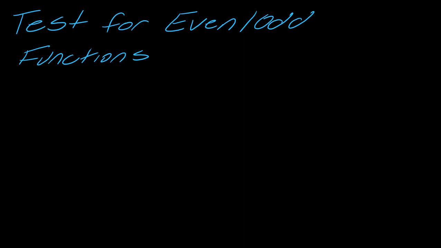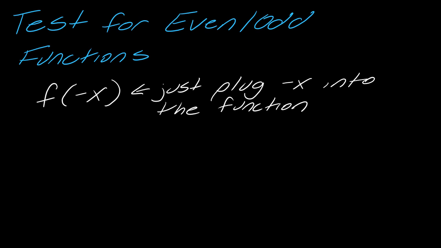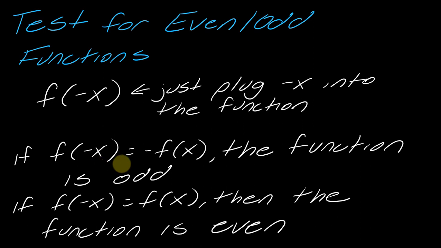So there's what we call a test for even and odd functions. The test is very simple. You take f of negative x, meaning you just plug negative x into the function, and then there's really two results that you look for. If you plug in negative x and you get negative f of x, then we say that the function is odd. And if you plug in negative x and then you just get out the function itself, then we say that the function is even.